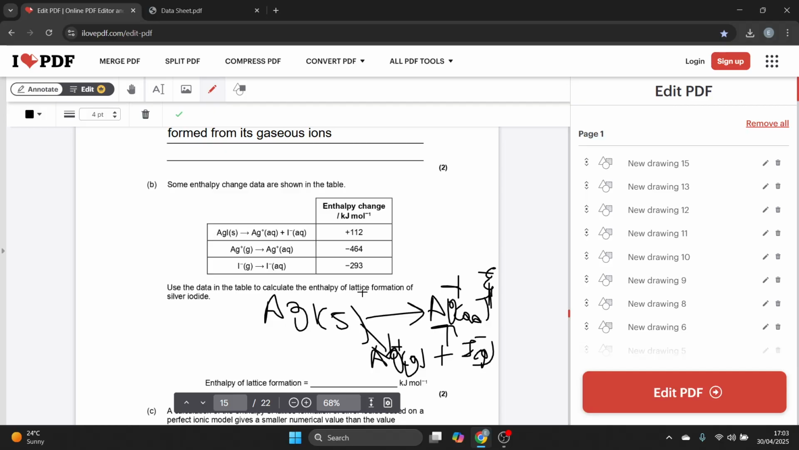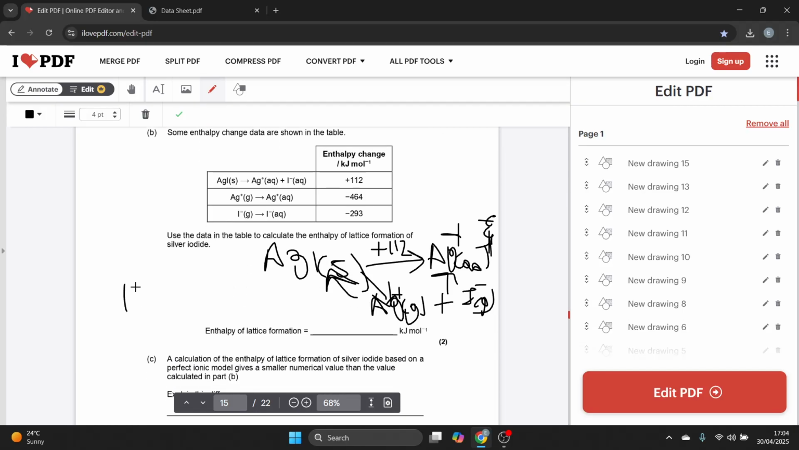I want to find the entropy of lattice formation of silver iodide. I know to go from here to here, it's plus 112. And I know to form these aqueous ions, it's minus 464. I want to find out the entropy of lattice formation of silver iodide. So I want to find out this. That's what I want to find out. So I'm going to say 112 equals, well, let me go down. Entropy of lattice formation.